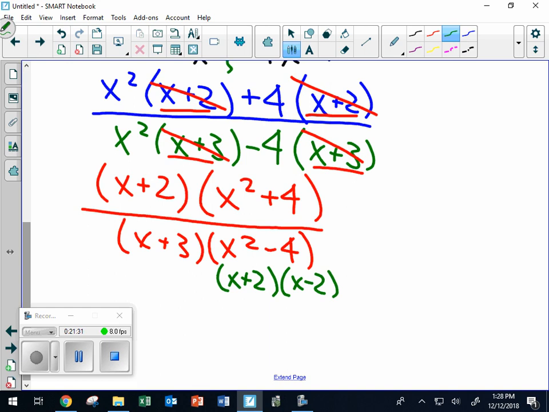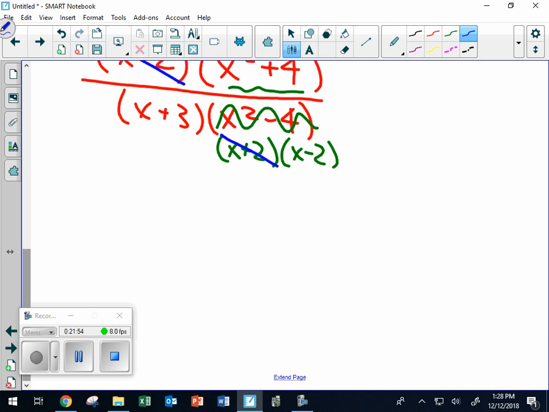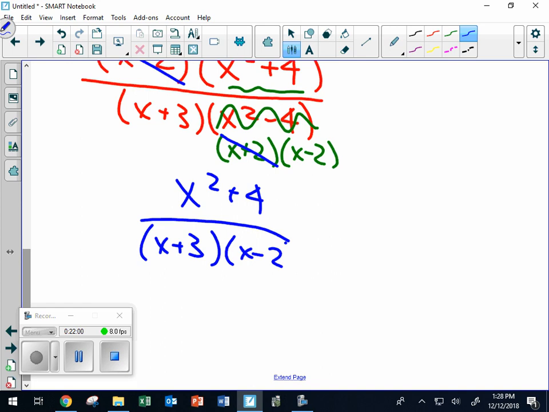Does this x squared plus 4 give us 2 real factors? No. So leave this as it is. That's fine, and you can't factor that one anymore. But now that we have an x plus 2 and an x minus 2 instead of this, what cancels? This x plus 2 cancels that x plus 2, and what we have remaining is an x squared plus 4 over x plus 3 times x minus 2.